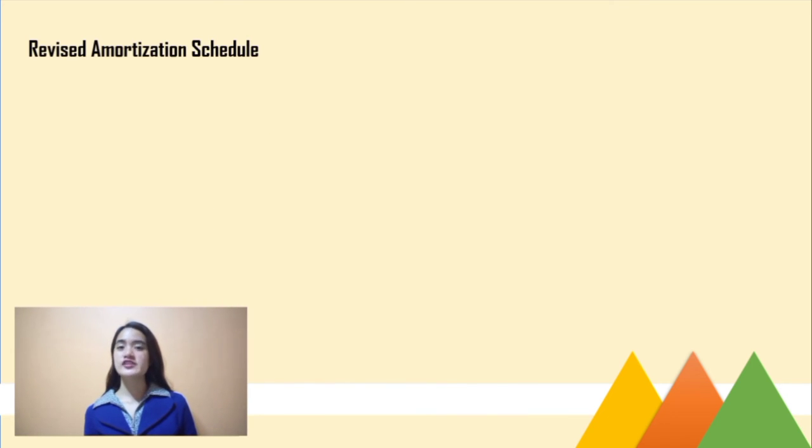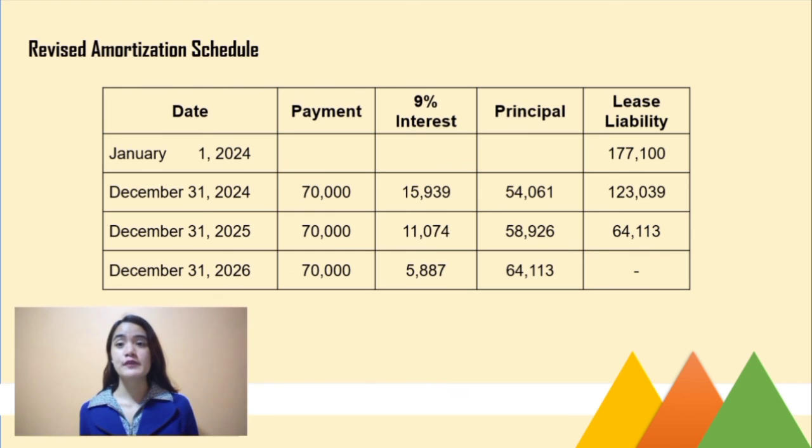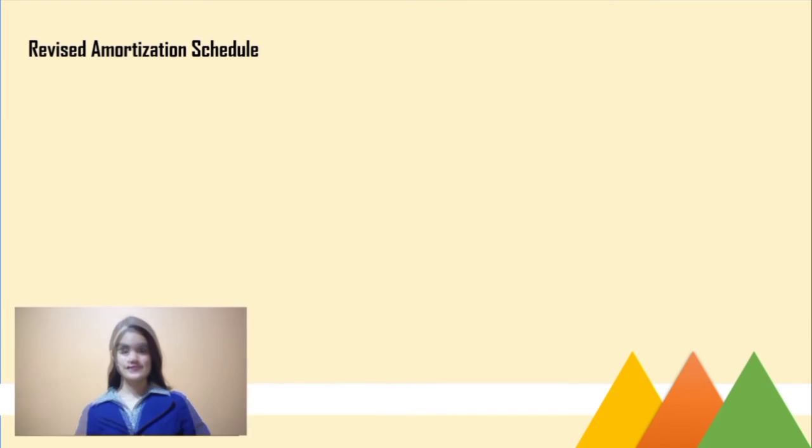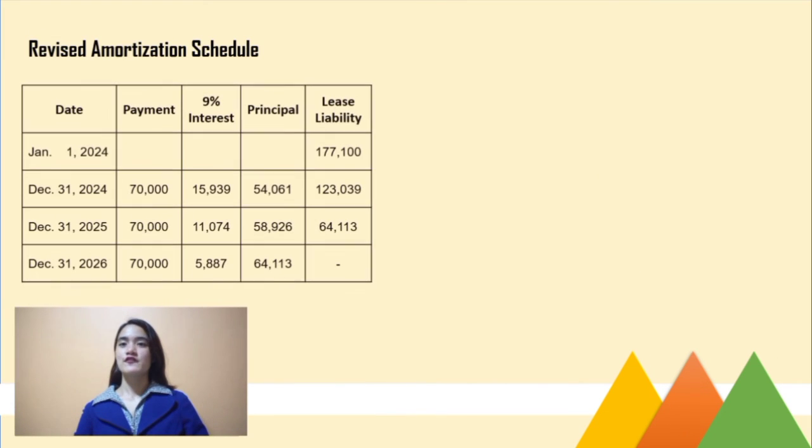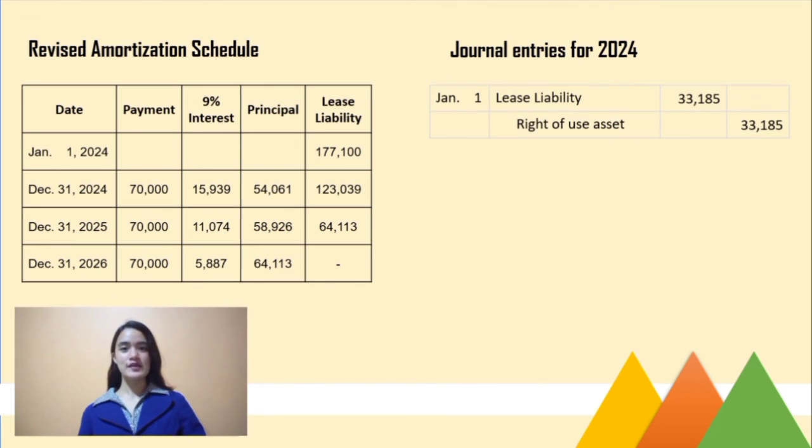Ito ulit ang revised amortization schedule natin. So, same process yung gagawin natin until ma-reach natin yung December 31, 2026, which is yung end ng lease agreement between the lessee and the lessor. So, ito na yung last. For the journal entries of 2024, January 1, debit the lease liability and credit the right of use asset with the amount of 33,185 pesos. So, bakit parang nagkabaliktad? Ito ay dahil sa nagkaroon nga ng kabawasan sa obligations natin. So, kailangan natin i-debit si lease liability.